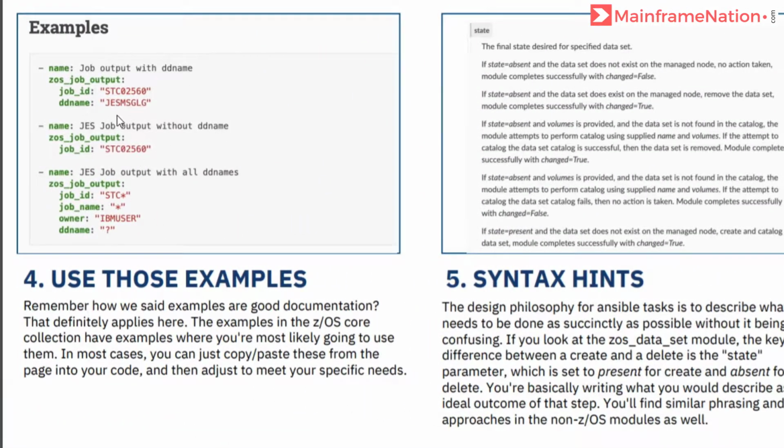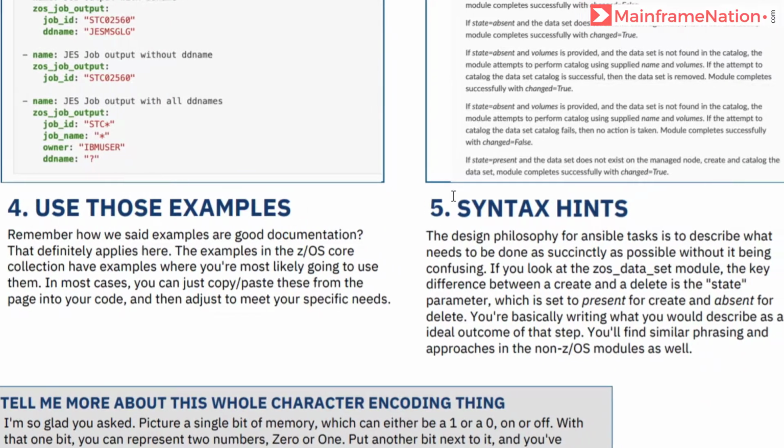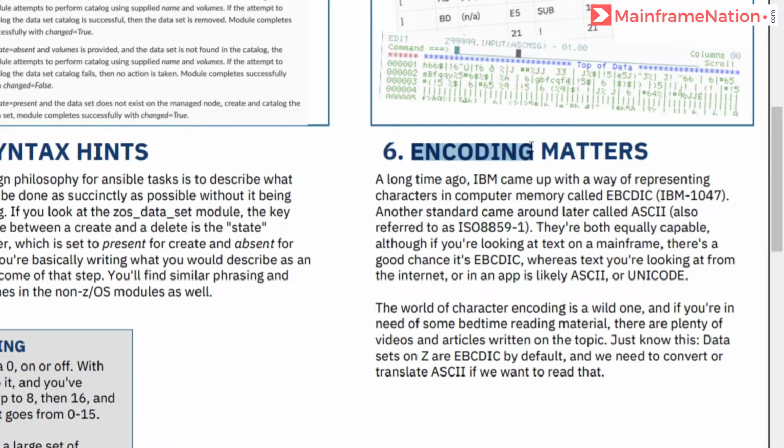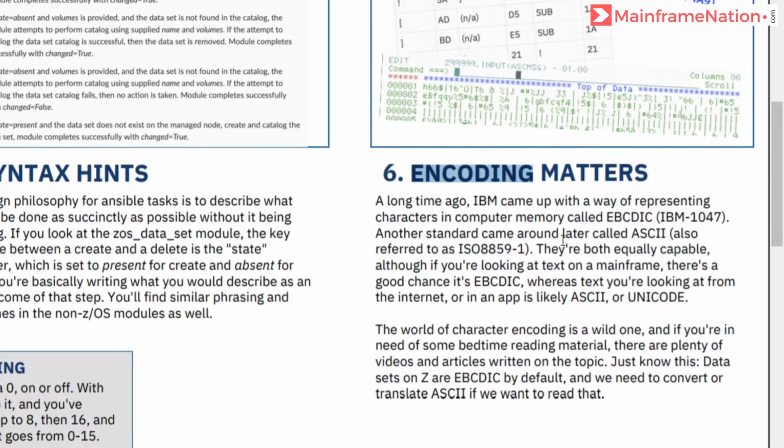In step 4, it is telling us that there are many examples and we can use these examples to write our challenge. It is telling us that we can go to the documentation to see these examples. Same way in step 5, it is telling us the syntax of the various modules in Ansible. In step 6, it is telling us about the different encodings on the mainframe. The default encoding is EBCDIC, and after that came ASCII. And if we want, we can convert from one encoding to another.